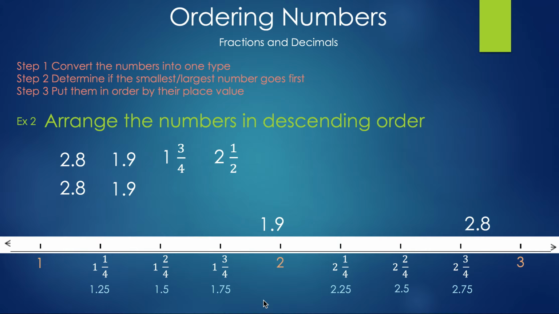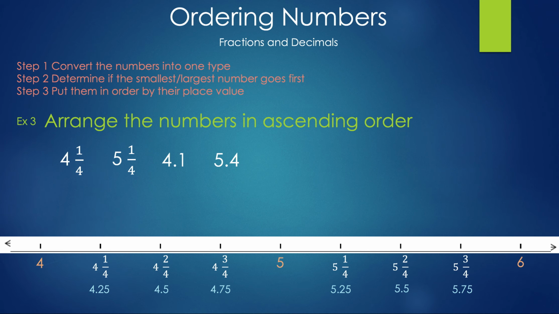And then let's take a look at 1 3/4. Let's convert it to a decimal, and we can see it's right there. Let's place it on the number line. And finally, 2 1/2, which is 2.5, which is here. Let's go ahead and place another number line. Let's read the question again. Arrange the numbers in descending order. So D for down, that means we need to start with the biggest one. So 2.8. And now we can change the numbers in black to the original numbers. And there we have it. So 2.8, 2 1/2, 1.9, and 1 3/4.